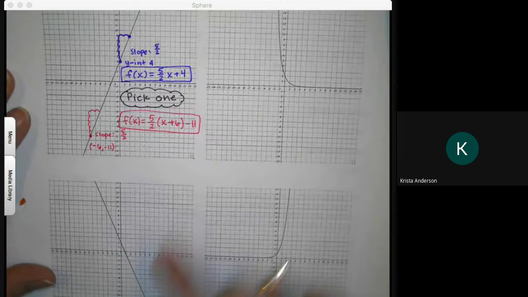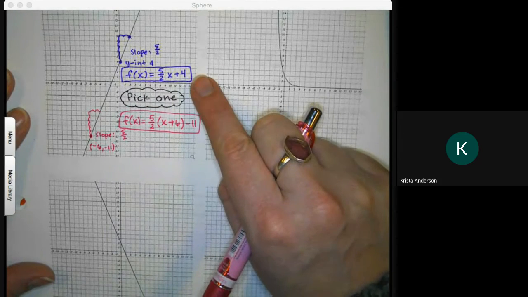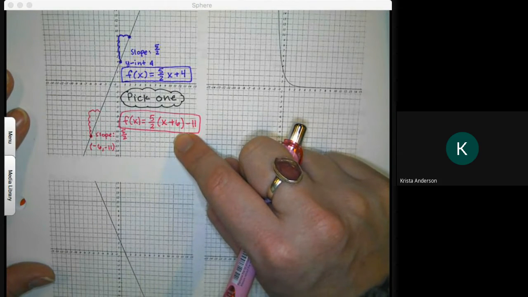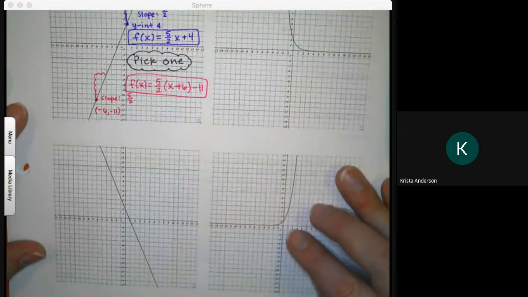I'm going to go down and have you try this line. You may choose either formula to write it in. You may write it in slope intercept, or you may write it point slope. Take one that you like and see if you can get it correct. And we will check it.